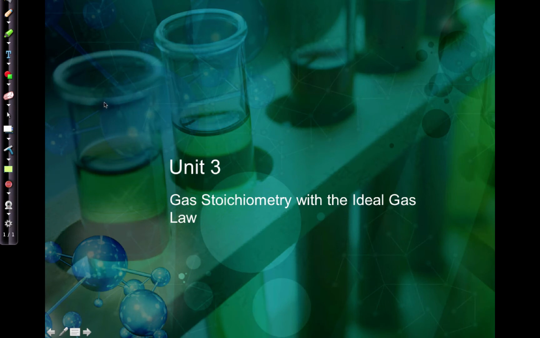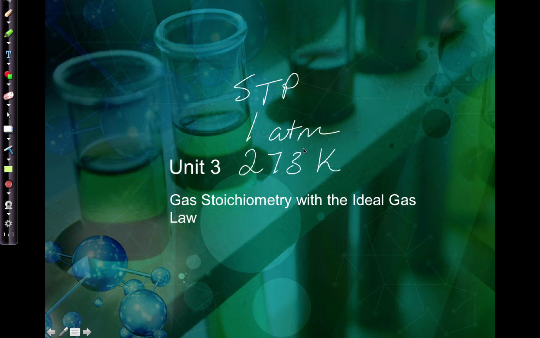Alright, so in this video I'm going to go over how to do gas stoichiometry when it's not at STP. When you have gases that are at STP, that is 1 atmosphere of pressure and 273 Kelvin, you know that 1 mole of a gas is equal to 22.4 liters, and you can use that to do any kind of stoichiometry or conversions.